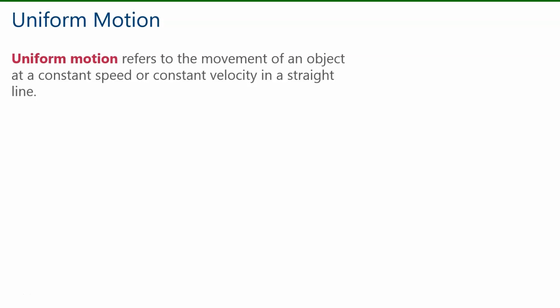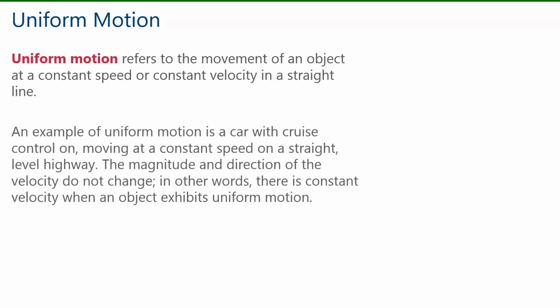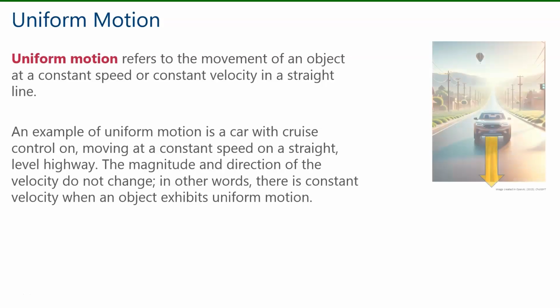Uniform motion refers to the movement of an object at a constant speed or constant velocity in a straight line. An example of uniform motion is a car with cruise control on, moving at a constant speed on a straight level highway. The magnitude and direction of the velocity do not change. In other words, there is constant velocity when an object exhibits uniform motion.